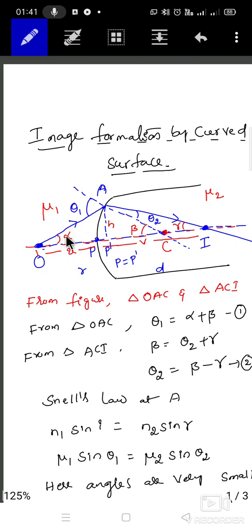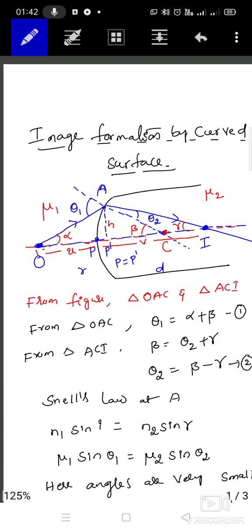From this diagram, tan alpha is equal to opposite side by adjacent side. This is the angle alpha. Opposite means h, and adjacent side means P dash O. And P is equal to P dash, that's why PO. Similarly, tan beta is equal to opposite side by adjacent side, P dash C, since P dash is equal to P, that is PC. Similarly, tan gamma is equal to opposite side by adjacent side.